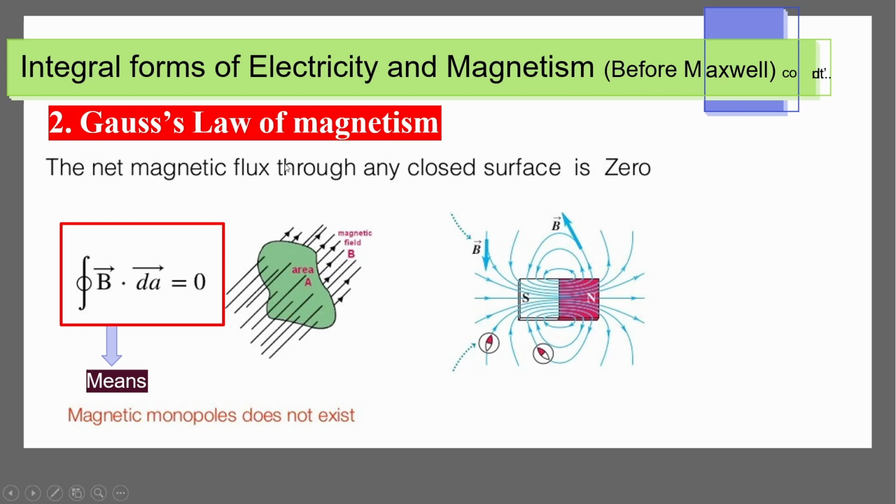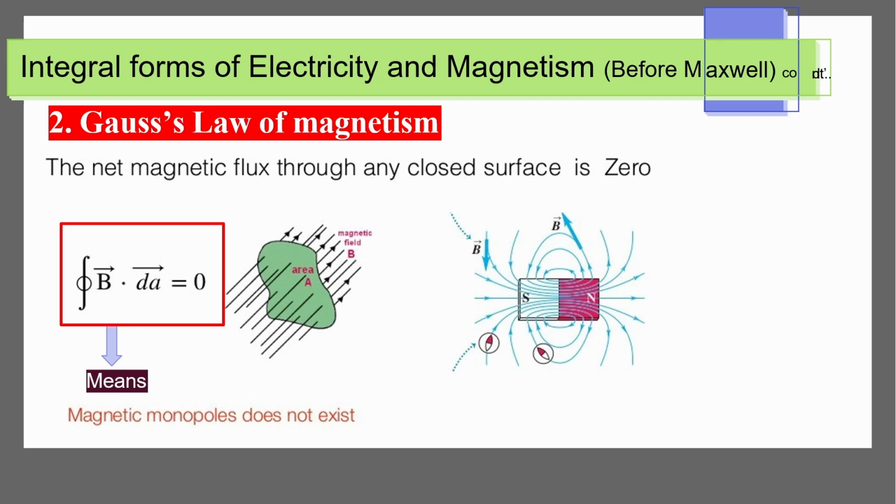So Gauss's law of magnetism states that the net magnetic flux through any closed surface is always zero, and it can be mathematically expressed as this, where B stands for the magnetic field, dA stands for the closed surface. What this equation tells us is that unlike electric fields, magnetic fields always form closed loops as there are no magnetic monopoles. This law helps us understand that magnetic monopoles do not exist.